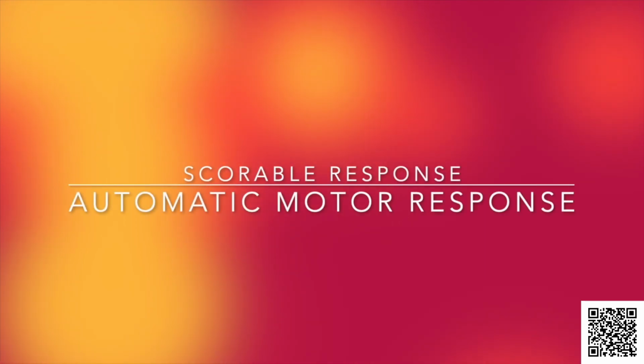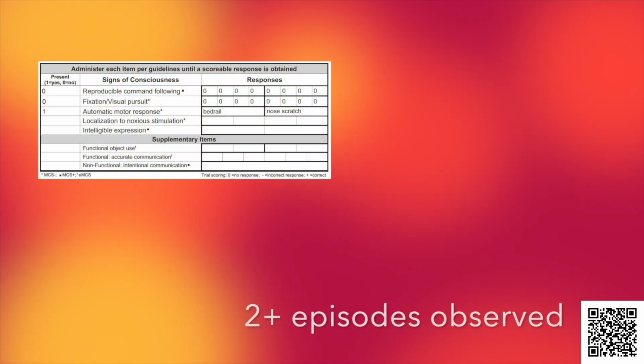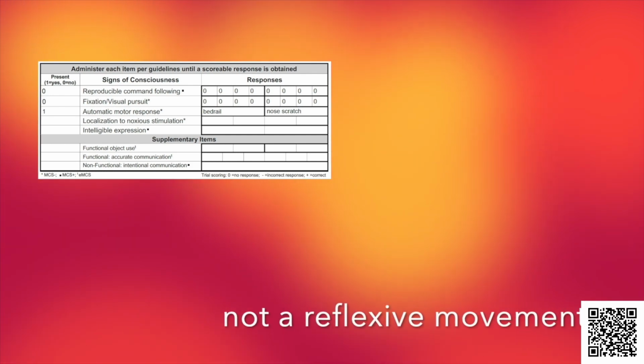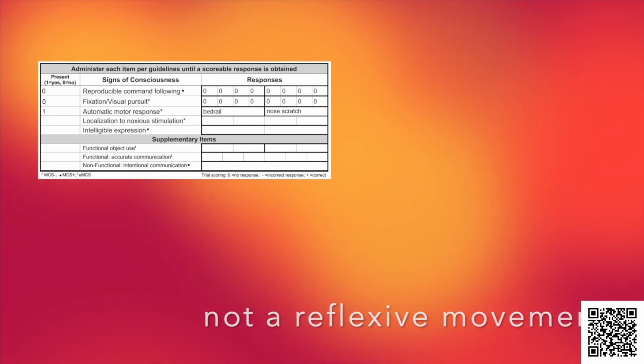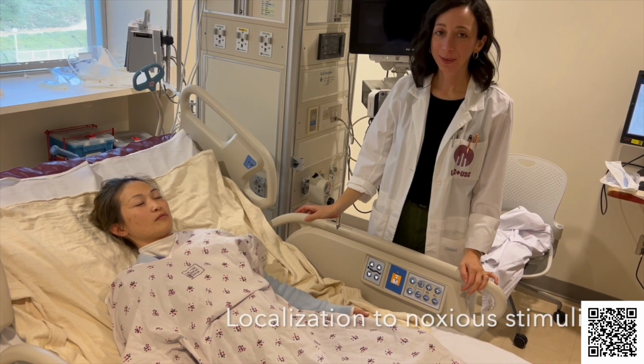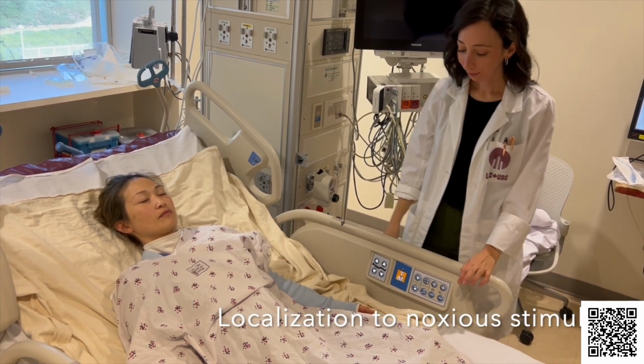A scorable response is when at least 2 episodes of automatic motor behavior are observed during the examination, and each episode can be clearly differentiated from a reflexive response. Our patient scored 1 for automatic motor response. Item 4, localization to noxious stimuli.